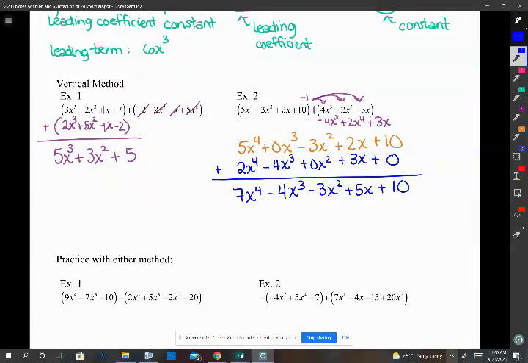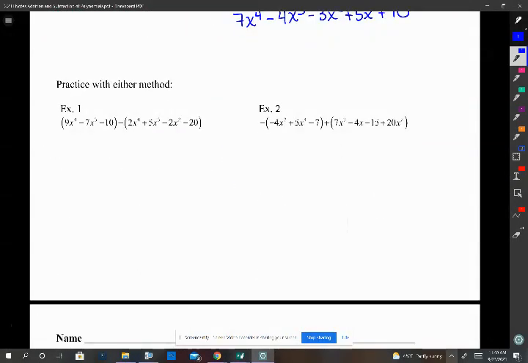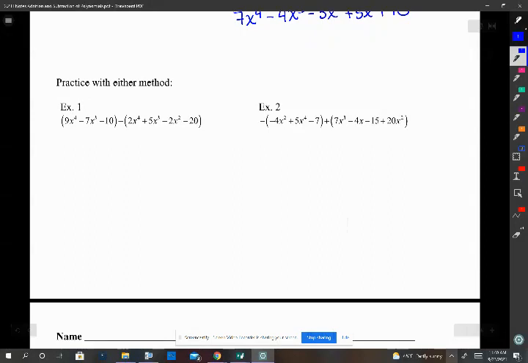I don't care which method you choose, whatever is easier for you. Personally, I like horizontal better, but you guys can choose what you like. Same thing with these, example 1, example 2. Why don't you try them on your own, pause the video, and then go back and see if you're good.